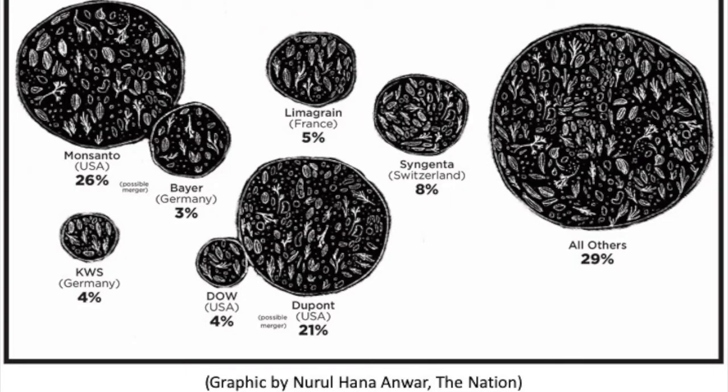Here's another way of looking at the power and ownership structure. This is the seed sources, and you can see just a few companies own most of the seed source. Bayer and Monsanto up there on the left-hand corner have since merged, but this is a tremendous amount of control over primary production, seed sources.